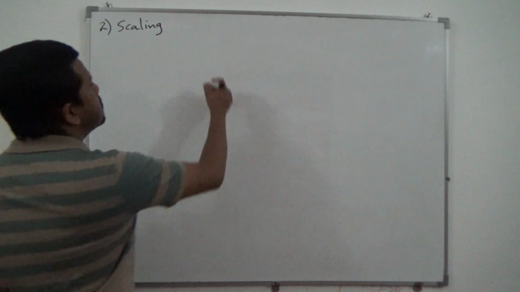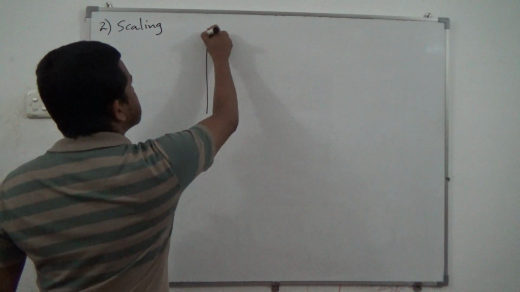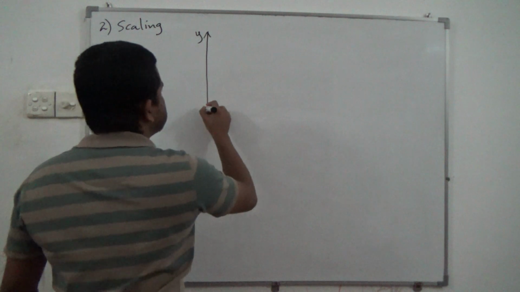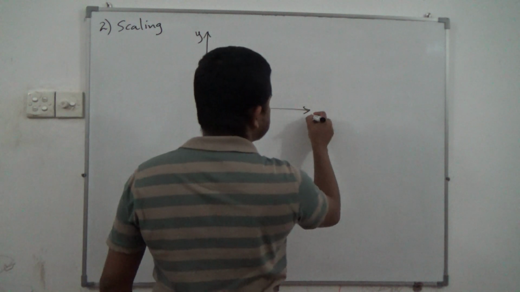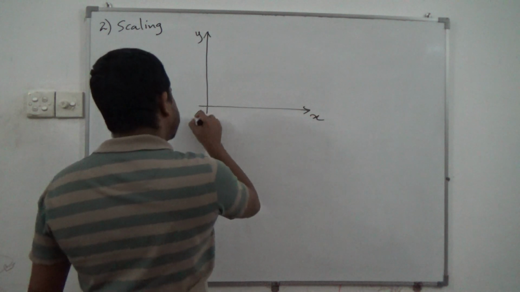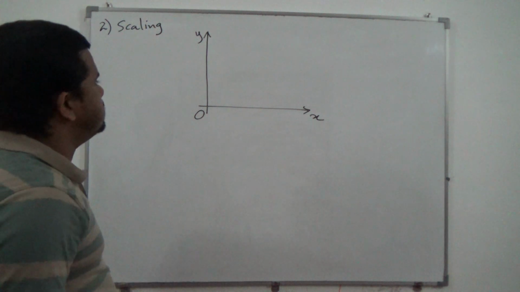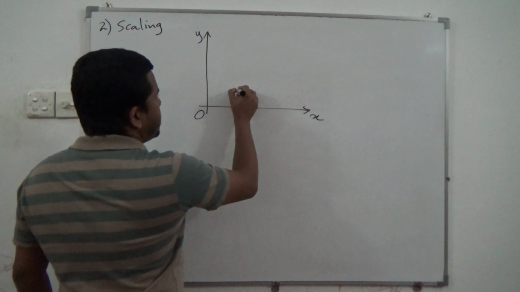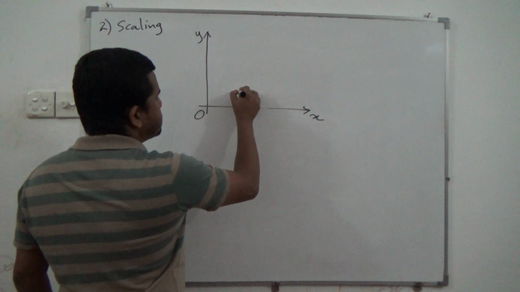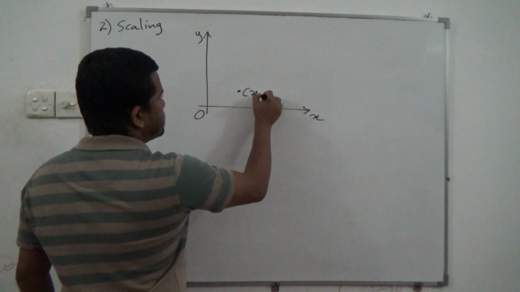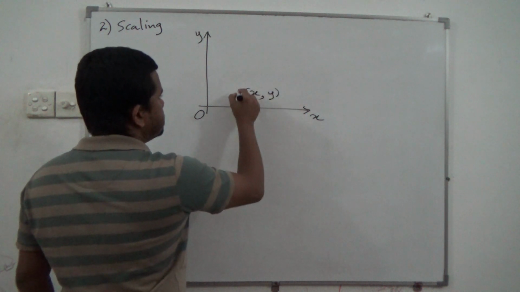Scaling. So again, let's draw the two axes. Here we have the origin. Now we have a point x comma y.